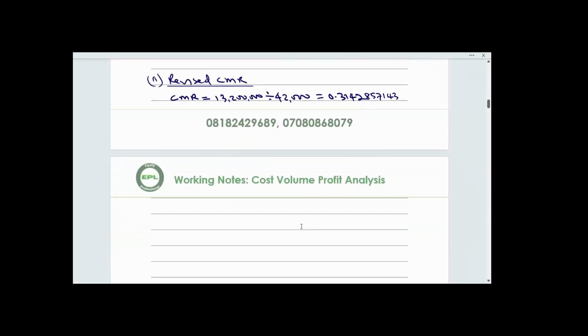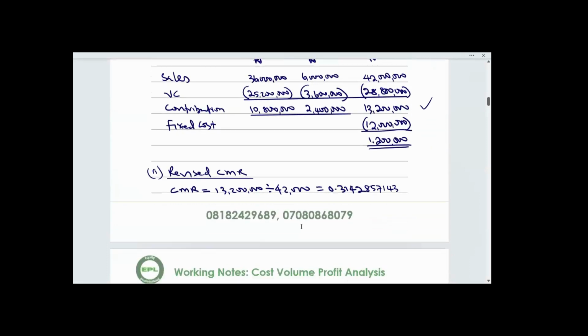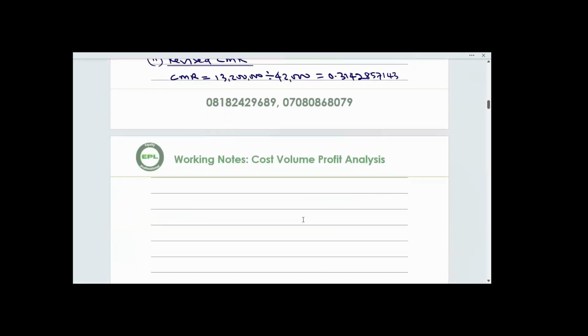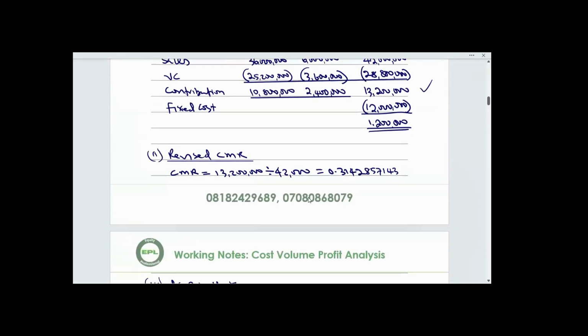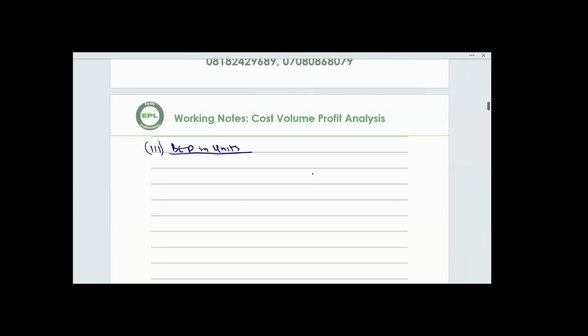Then the next thing we are going to do, we need to calculate the break-even point. Number 3, break-even point in units. To do this, we start from the first step. The revised contribution margin ratio has taken the first step. So we need to calculate the break-even point in Naira first, which, of course, you know is fixed cost divided by contribution margin ratio.